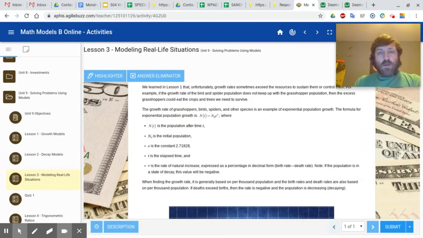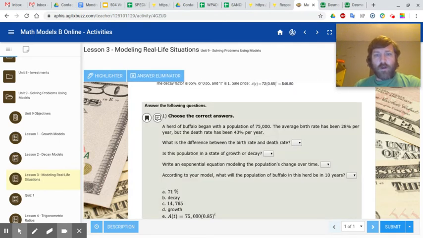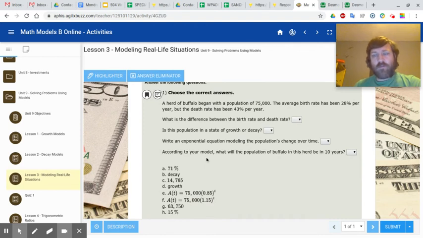So they're going to be giving us situations where we have a growth and decay model and we're just going to be answering some basic questions about them. Some of this will require some calculation, but most of it is more or less just using what we learned in the last two lessons.